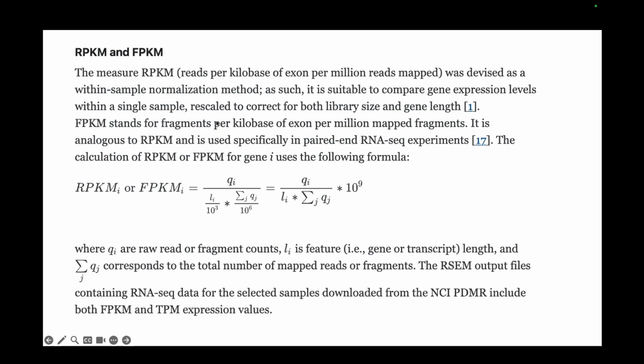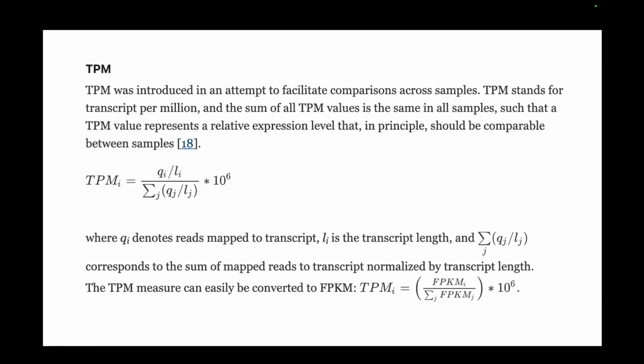So this is your formula for FPKM or RPKM, where basically your raw number of reads is divided by the length of the gene, which is the feature, given in kilobases, so 10^3, and Q_j is basically the total number of reads mapped, divided by 10^6, where it's basically per million. Okay. So TPM is similar. I'm not going into details here.